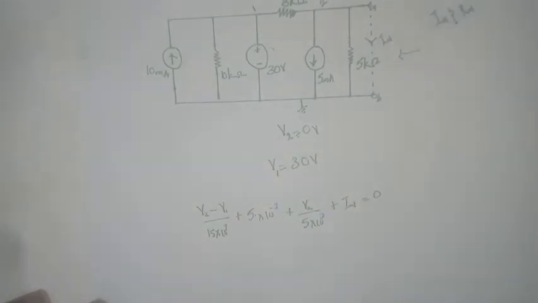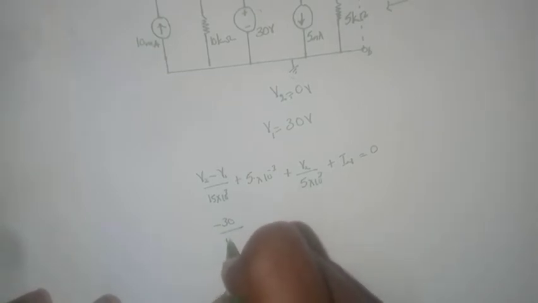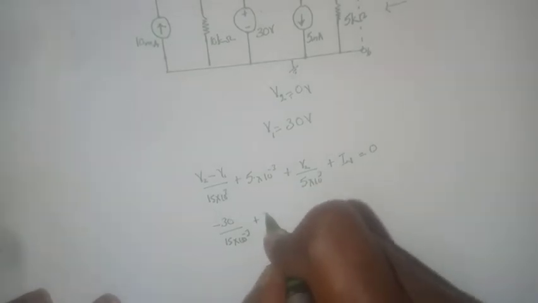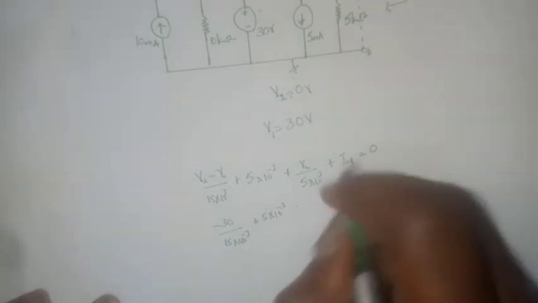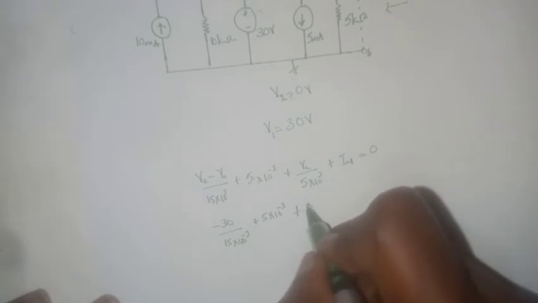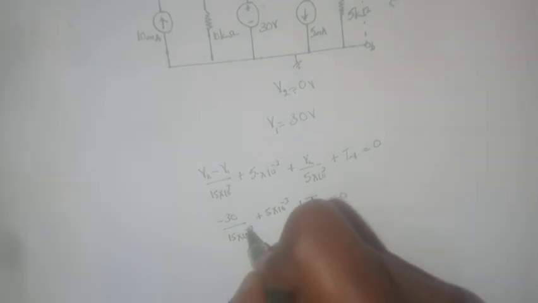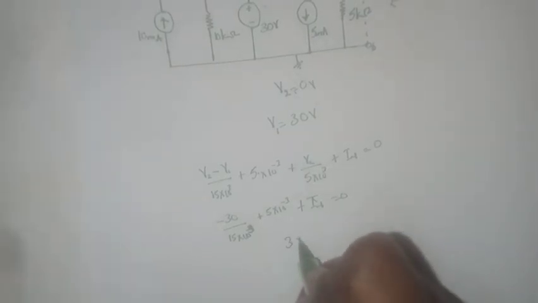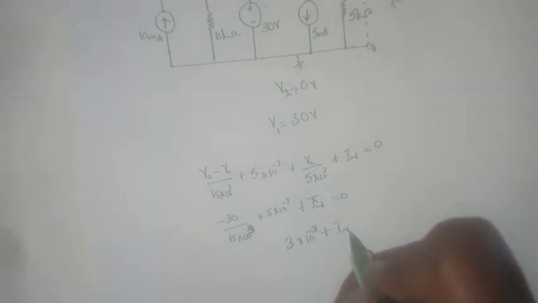Then we can substitute in the values that we know, and would have minus 30 over 15 times 10 raised to the power 3 plus 5 times 10 raised to the power minus 3. This equals 0 plus I of n equals 0. Sorry, this should be raised to the power 3, not raised to the power minus 3. And with that, we should arrive at 3 times 10 raised to the power minus 3 plus In equals 0.